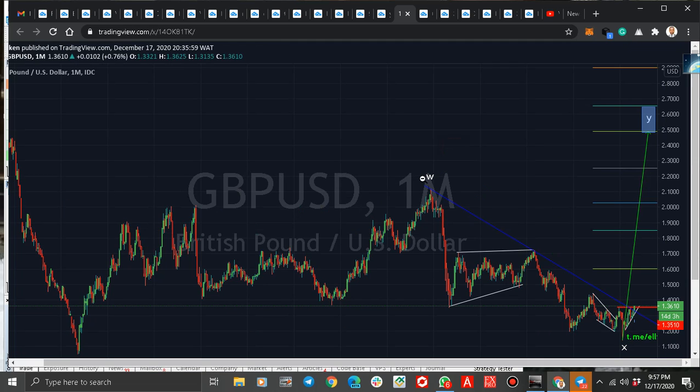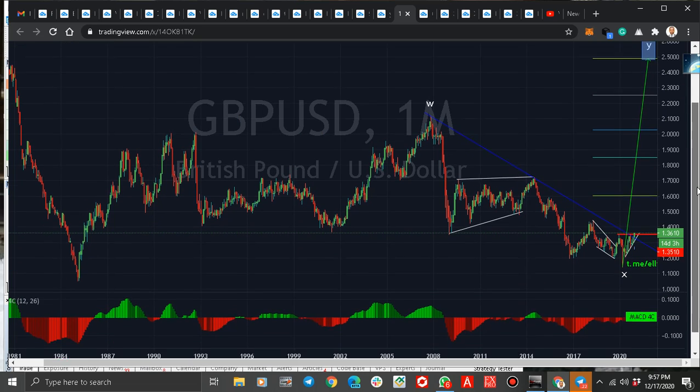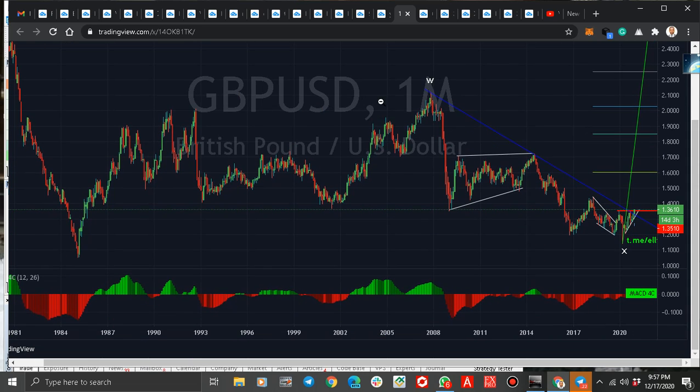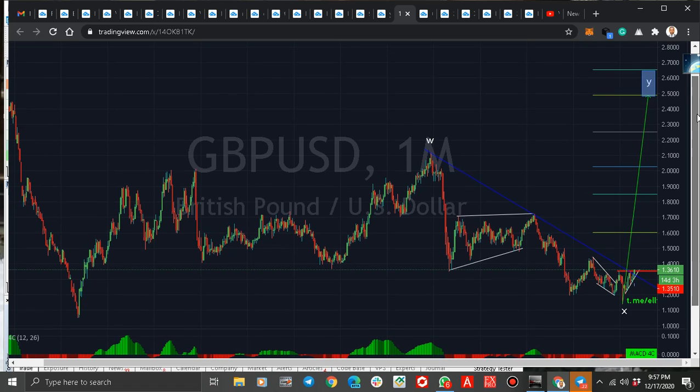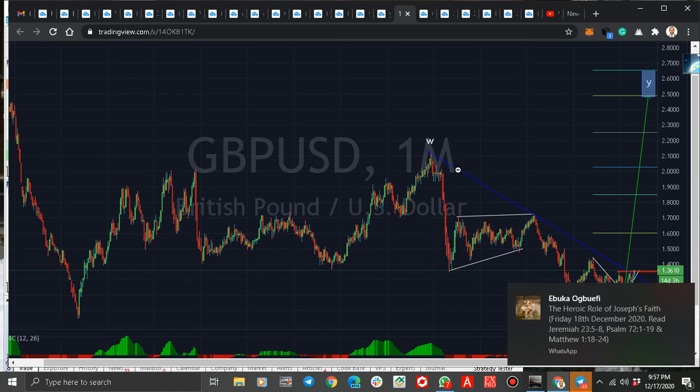GBP USD, British pound, US dollar. This is a monthly chart. I came here with a reason. Why did I bring out the monthly chart? It is because this move is an impulse. As long as this low has not been taken out, it is an impulse. So whatever is happening here is a correction. So from what I'm seeing, we might have started.